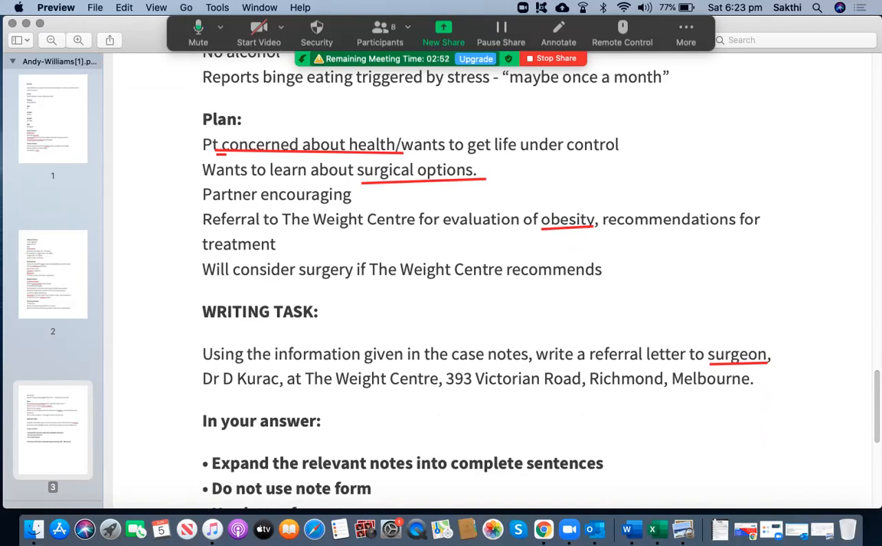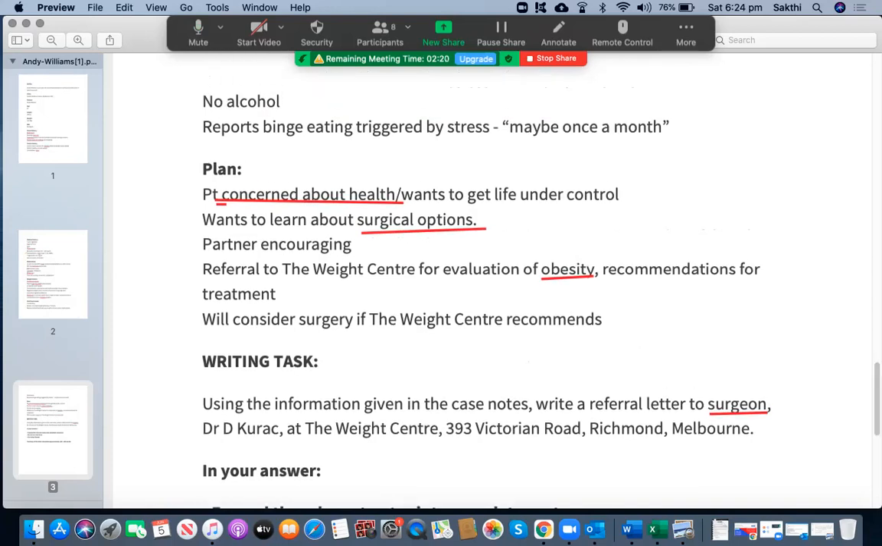Okay, patient concerned about health, wants to get life under control, wants to learn about surgical options. Patient partner encouraging, good. Referral to the weight center for evaluation of obesity, recommendations for treatment, good. Consider surgery if the weight center recommends. Okay, good. But did you mention this one? Yes, surgery. I wrote the. No. Do you think that he's happy to undergo surgery if it doesn't have any complications, or if it is recommended or something?